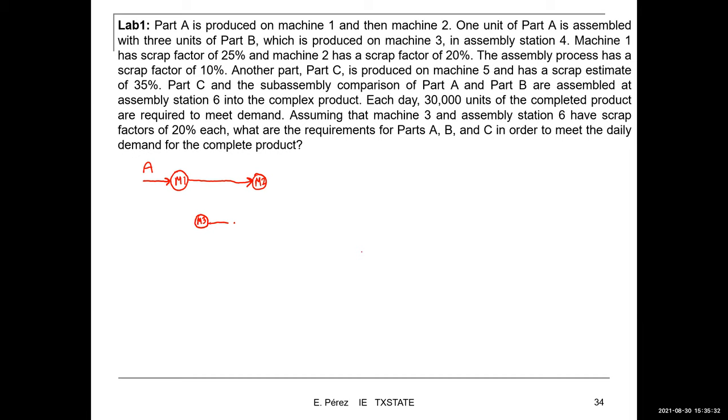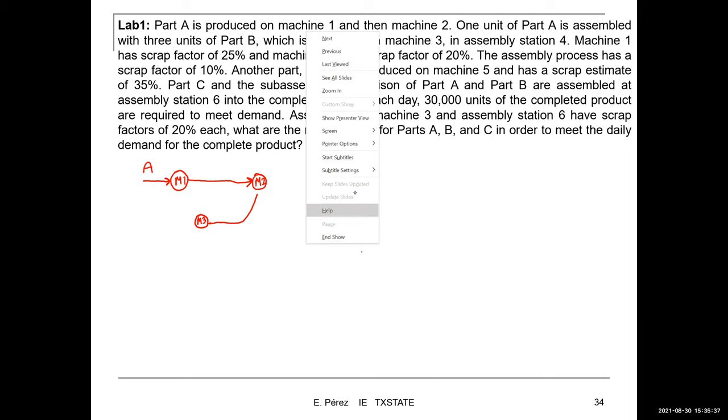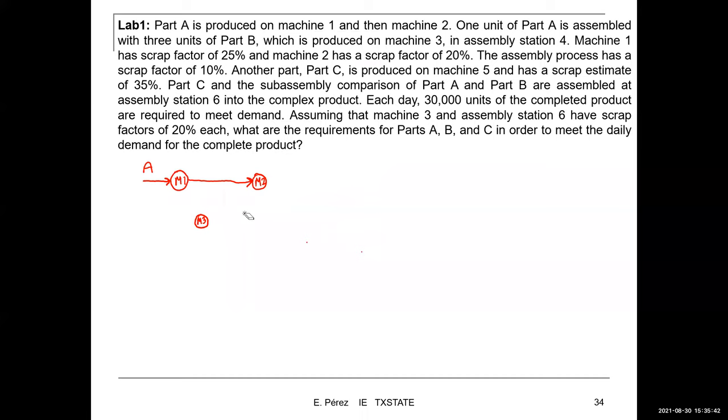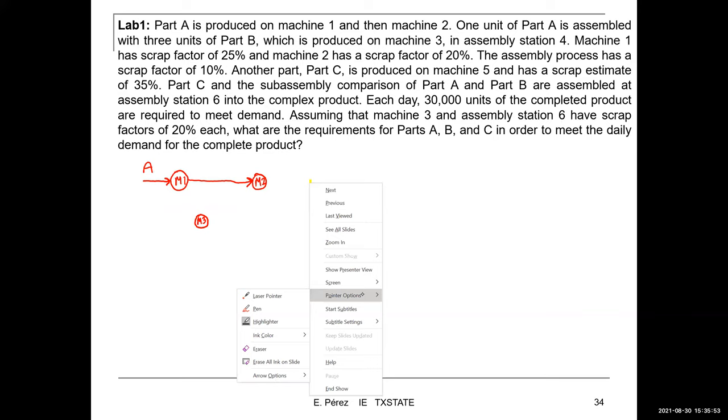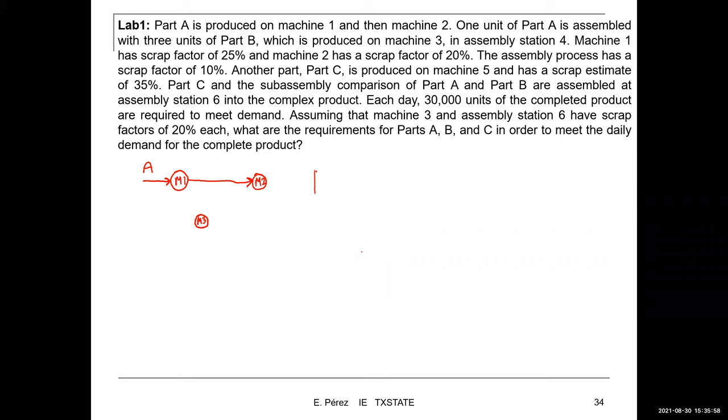So we're going to have a sub-assembly happening here. You need three parts from this one and you need one part from this one. So you have B here. And the assembly is going to happen in station 4. So this is station 4.